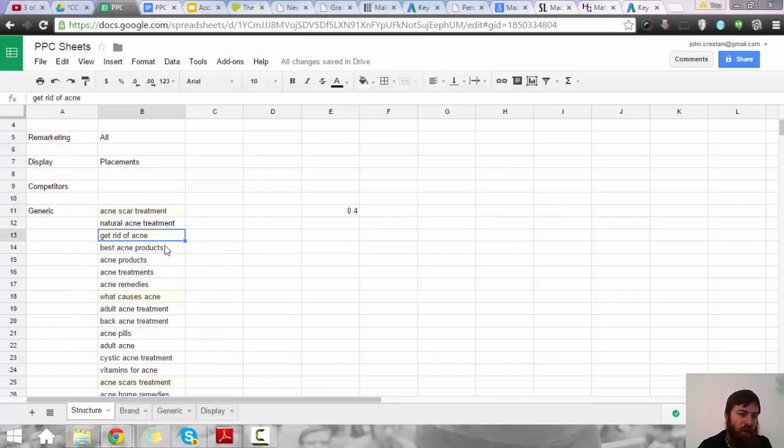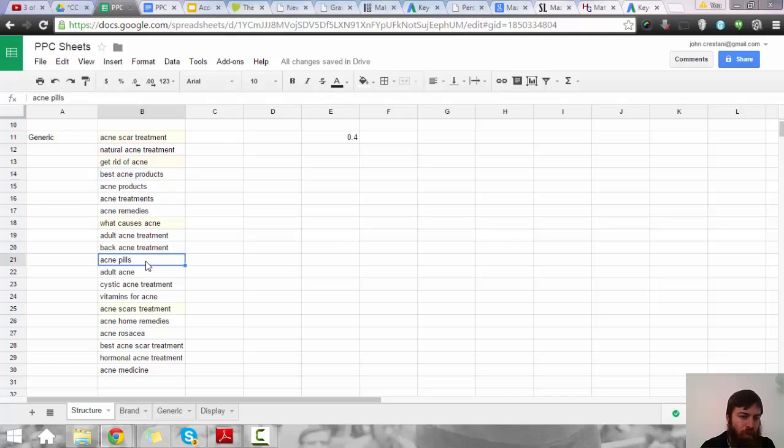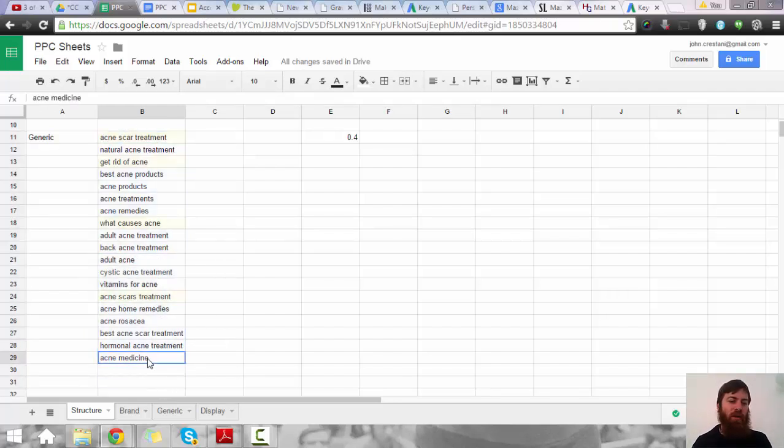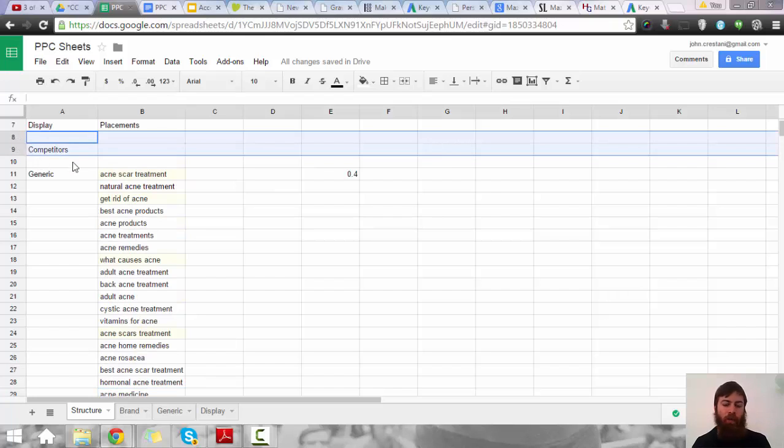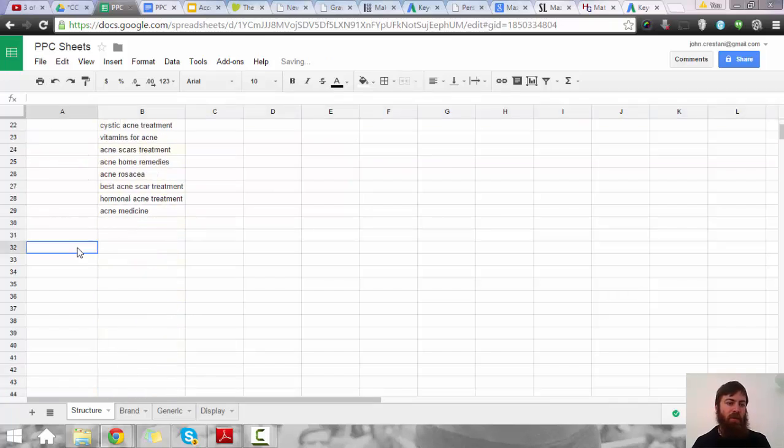Acne scar treatment, get rid of acne products. Rosacea. Not sure, but this actually would be a good set of keywords to build ad groups from. So each of these is going to have a couple keywords in its ad group, but we'll talk about that in a second. What I'd actually be more interested in, almost at this point, is building out the competitor's ad group.